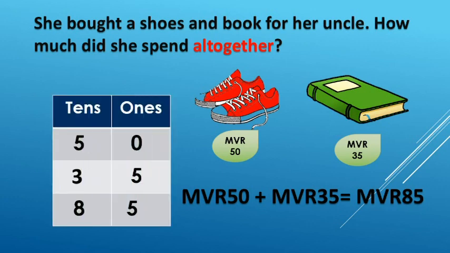So in the ones column here it is 0 and 5. Before, I also told you that when we add any number to 0, the number will not change, right? So 0 plus 5 is equal to 5, and in the tens column here it is 5 and 3. So 5 plus 3 is equal to 8. So the total amount is 85.